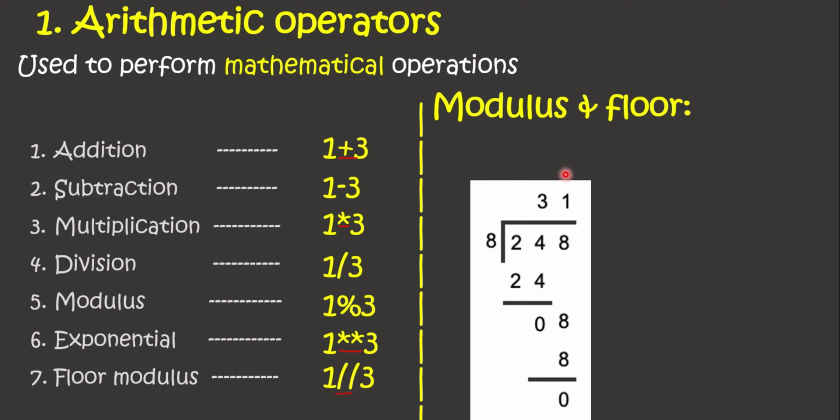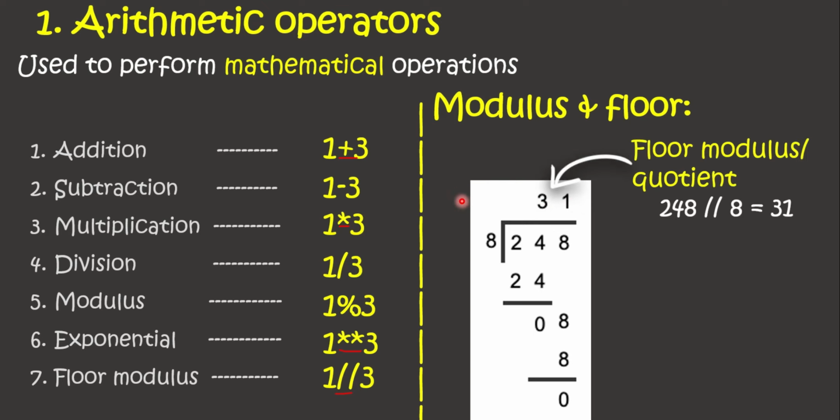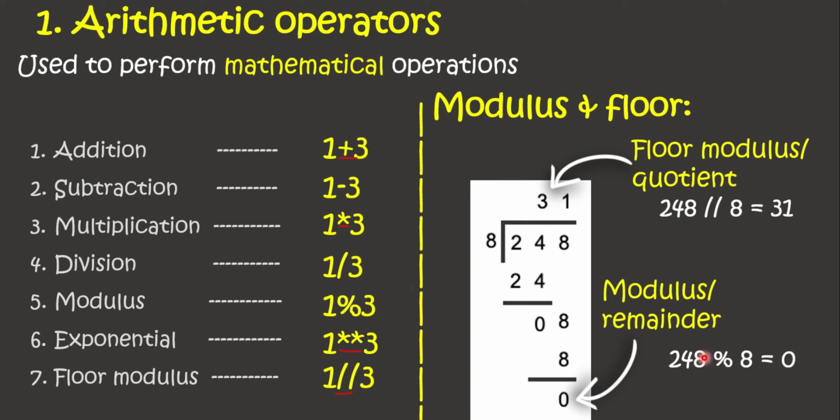So this number over here is called the floor division result, or it is also called the quotient. We could denote it as 248 double slash 8 for floor division, and then the answer would be 31, because 31 is over here. Now this number is also called the modulus or remainder. Modulus, as we have already seen, is denoted by the percentage symbol. So 248 percentage 8, or we could say 248 mod 8. The answer is going to be 0, because we have calculated the answer as 0.